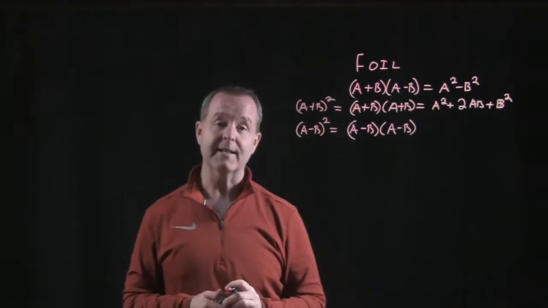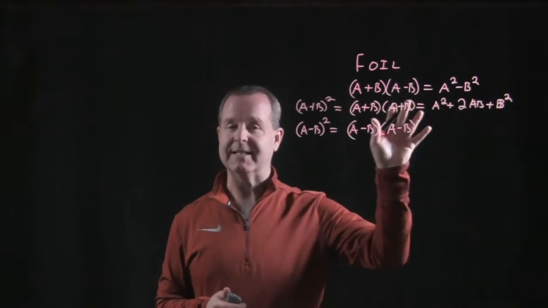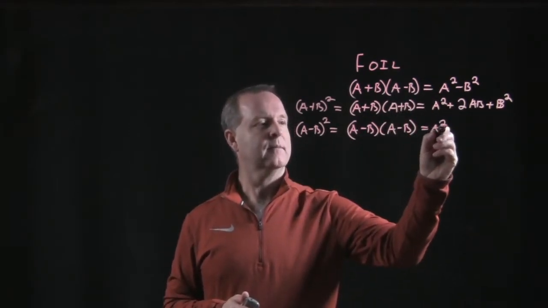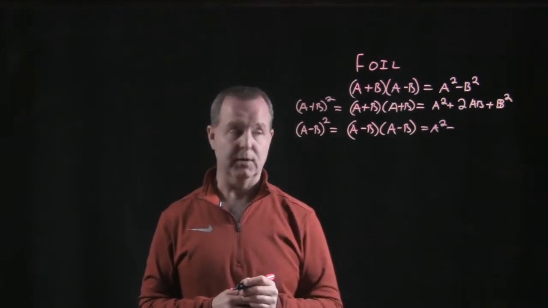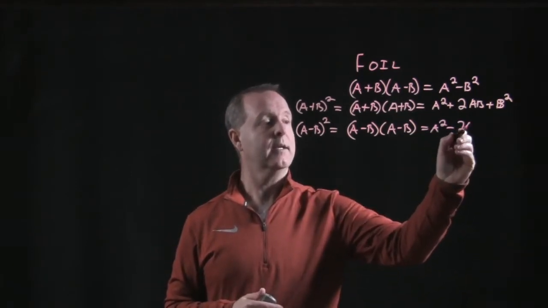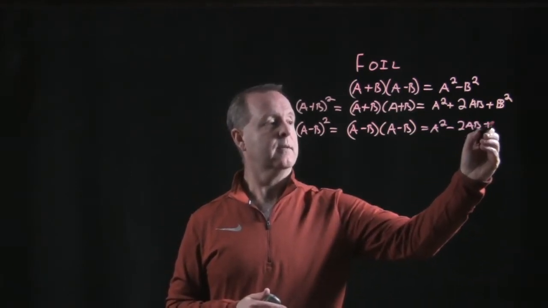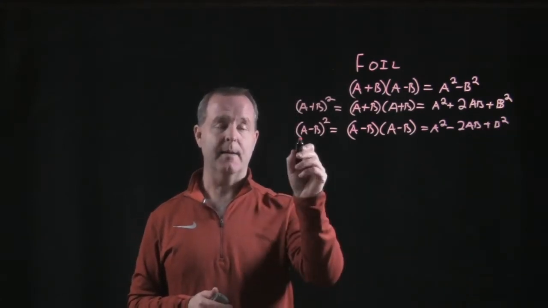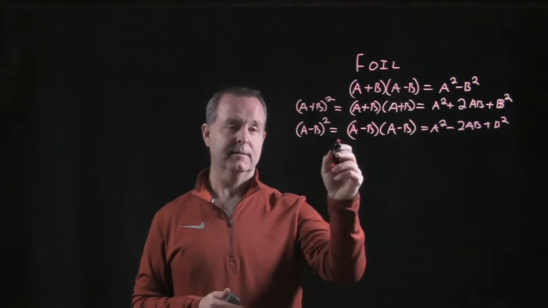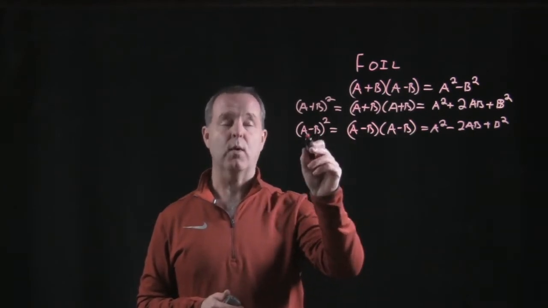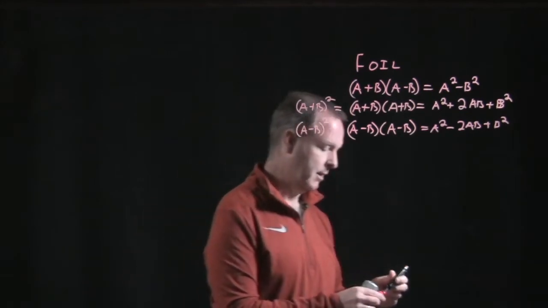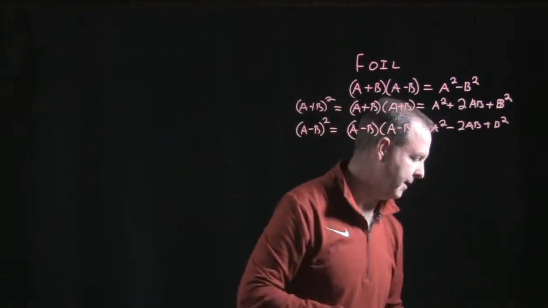So, what do you think this pattern will be? Well, it follows exactly like the one before it, except there's going to be a minus middle term, minus 2AB, plus the B squared. So if you recognize something as A minus B squared, it's A minus B times A minus B, and it follows that particular pattern. So let's look at a couple examples and play this out.